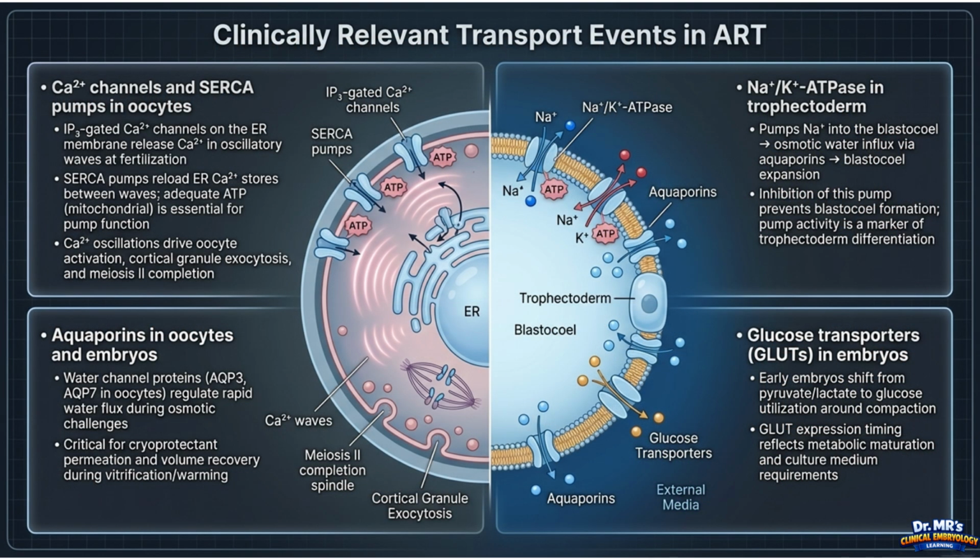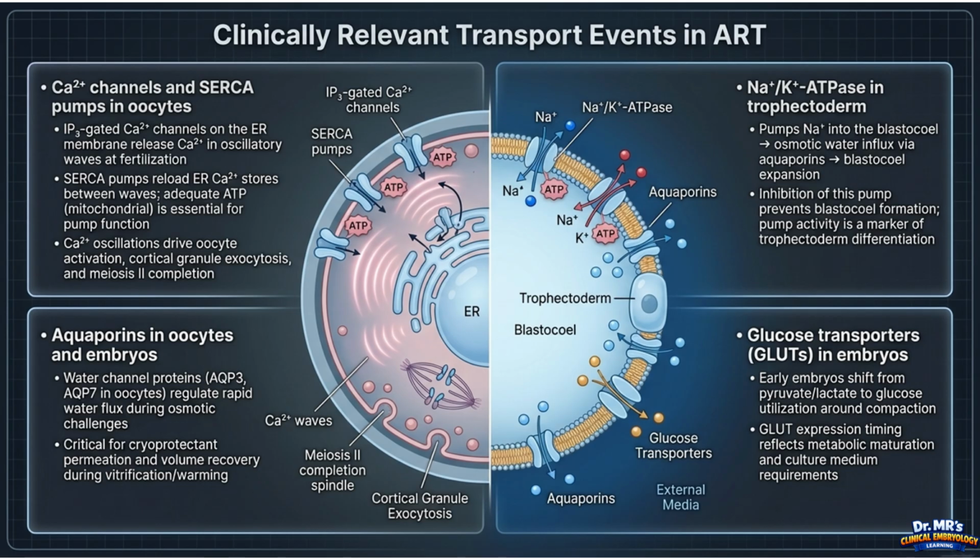Let's now bring these transport mechanisms to life in the context of your daily laboratory work, where each of these molecular events has a direct clinical correlate. Start with calcium signaling in the oocyte. At fertilization, the sperm delivers phospholipase C-zeta into the oocyte cytoplasm.